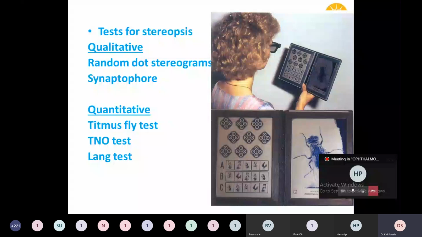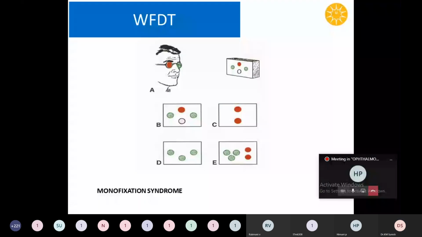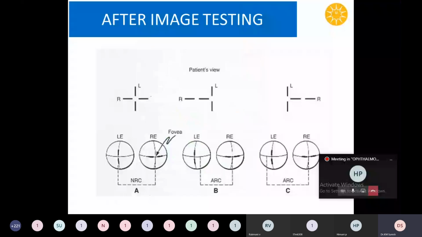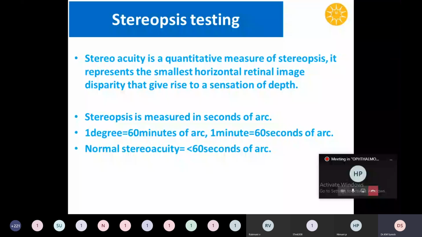You kindly write down the side headings of all these tests, and it is not required for you to know all the procedures in this particular binocular single vision. This is the picture of Worth's four-dot test, Bagolini's glass test, after-image testing, stereopsis testing.